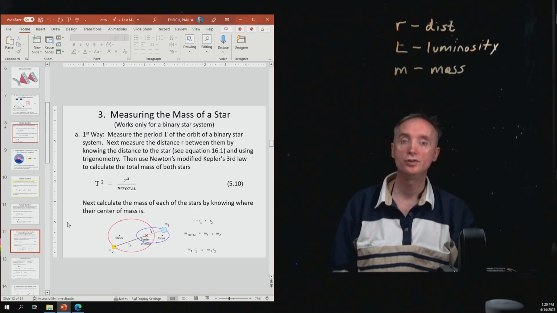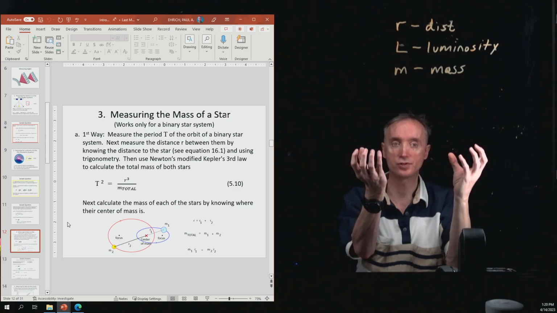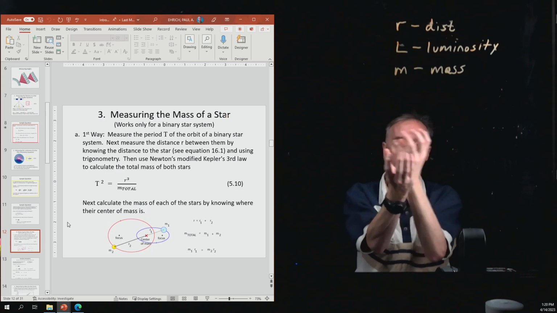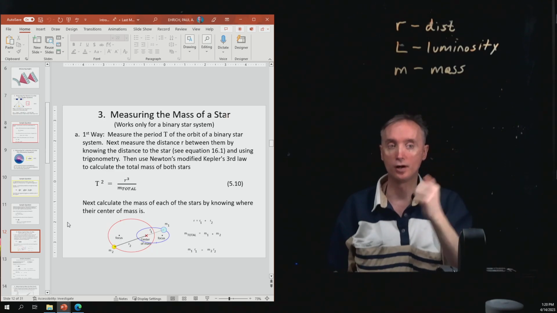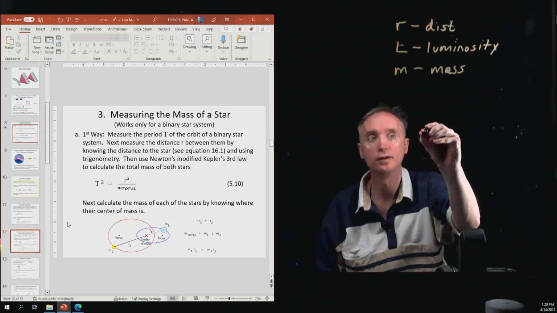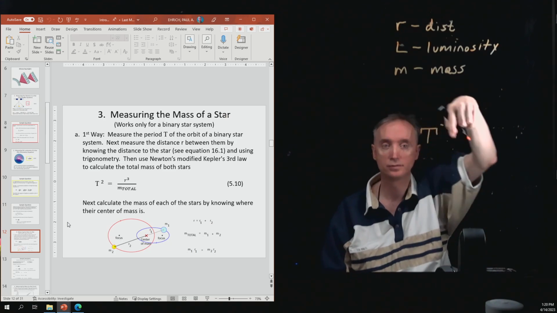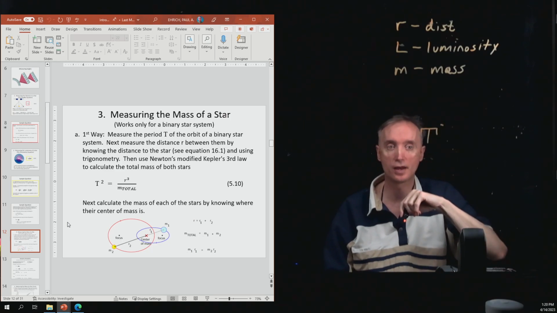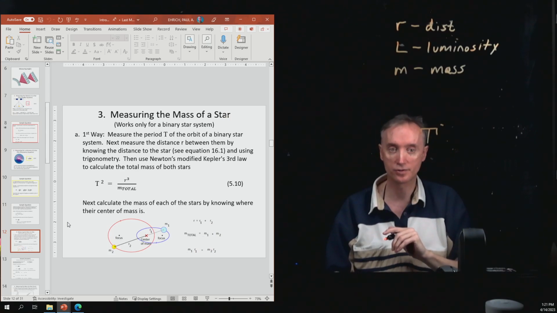The only way that this is going to work is with a binary star system. So you're going to have two stars that are in orbit around each other, and you can measure the period with a stopwatch. The period is the amount of time that it takes to orbit. Then we're going to take that and put it into Kepler's laws.